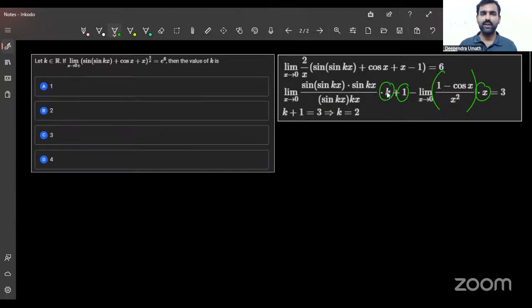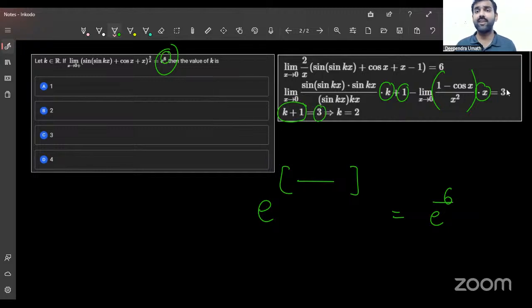So k plus 1 is equal to, see, this whole was actually e to the power something, which is given as e to the power 6. So I hope you all can realize the bases are the same on both these sides. So if the bases are the same, powers can be compared. So this power which I have received as k plus 1 should be equal to 6.